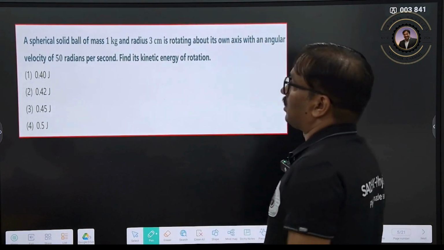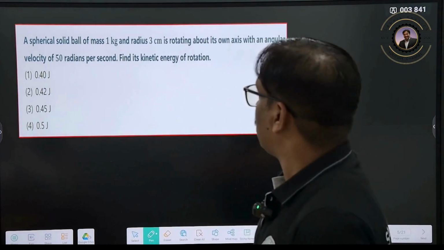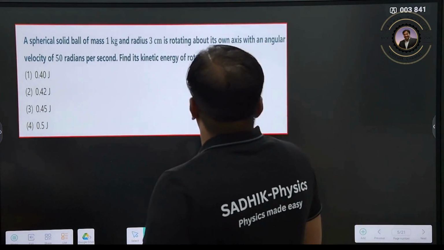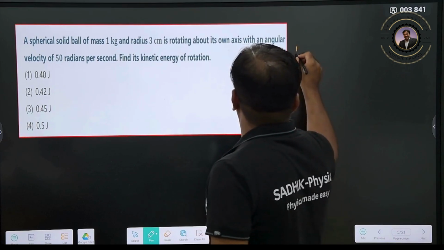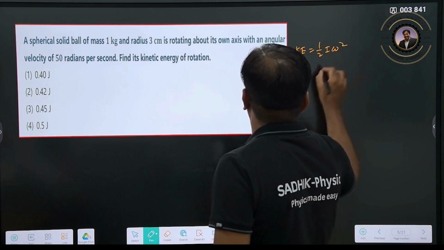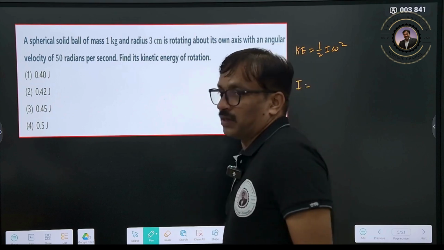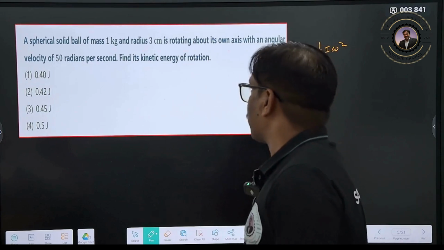A spherical solid ball, a solid sphere, is rotating. We want to calculate the kinetic energy of the rotation. Very simple formula, that is nothing but half I omega square. Moment of inertia of the solid sphere. Solid sphere is nothing but 2 by 5.